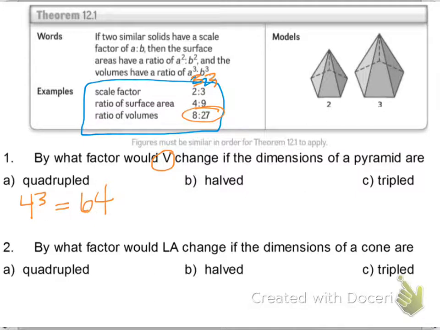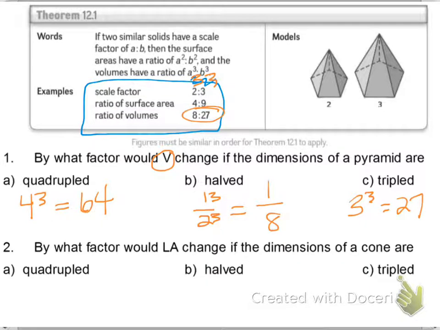Okay, if my original dimensions were being halved, so my original scale factor is 1/2, to get my volume scale factor, I'm going to cube both numbers, and that would be 1 to 8. If the original dimensions were being tripled, if I cube that, the effect on my volume is it's going to be times 27.